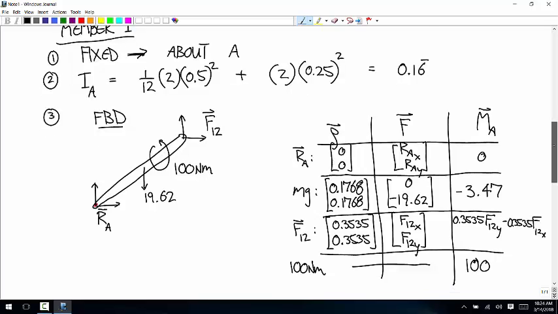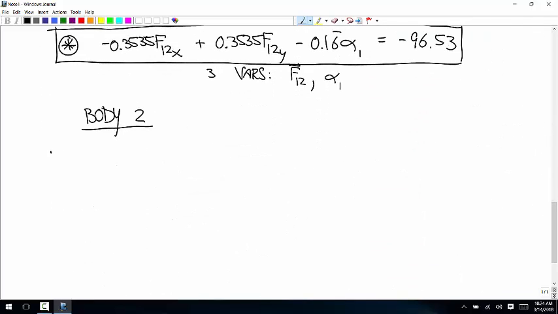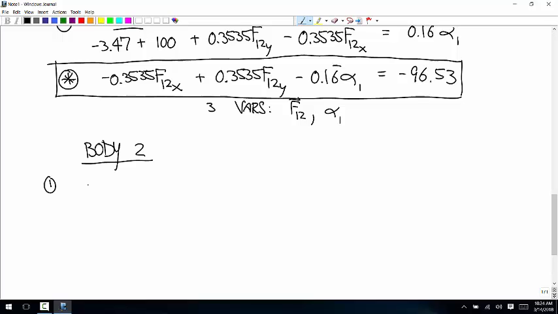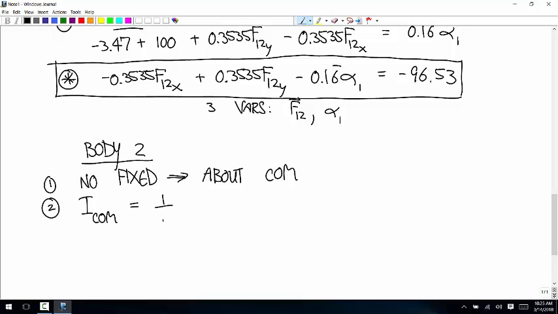So now body 2. Does this one have a fixed point? Nope. So the about point is going to be the center of mass. The mass moment of inertia about the center of mass is just 1/12 times the mass times the length squared. What do you get for that?